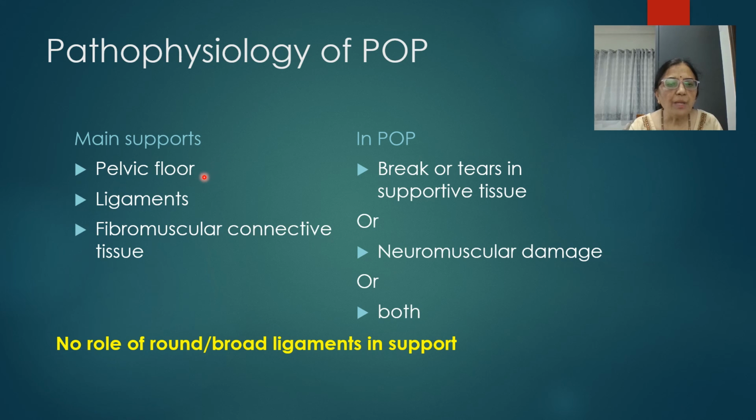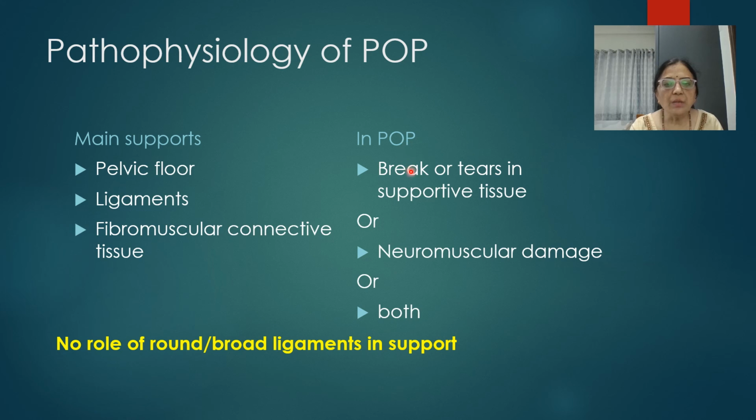The main supports are the pelvic floor, which is formed by the pelvic diaphragm and perineal membrane; the ligaments, that is the uterosacral and cardinal ligaments; as well as the condensation of the endopelvic fascia, which forms the third structure, the arcus tendineus fascia pelvis, and the fibromuscular connective tissue which surrounds the vagina, as well as forming the cervical fascia when the uterus is present.